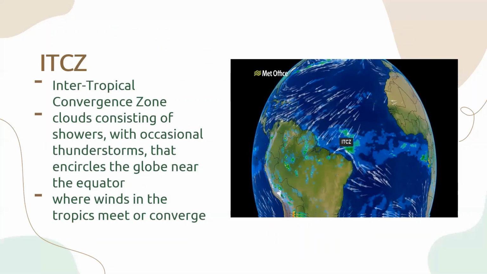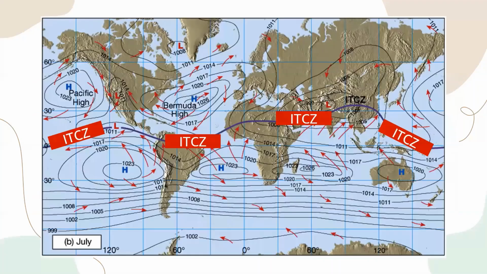Finally, let us explore Intertropical Convergence Zone. ITCZ appears as a band of clouds consisting of showers with occasional thunderstorms that encircles the globe near the equator. We always hear about it in weather reports. It is the place where winds in the tropics meet or converge. It is where monsoons occur.